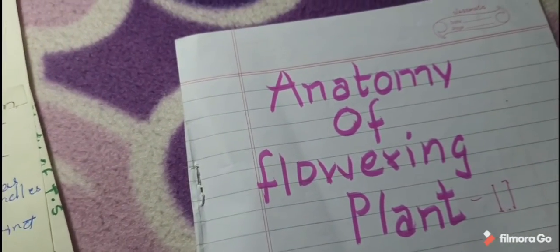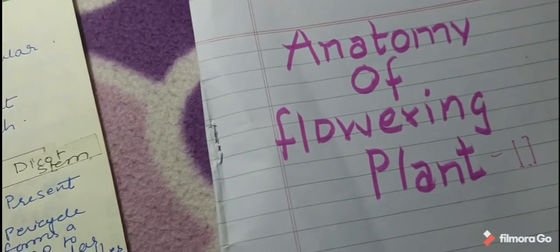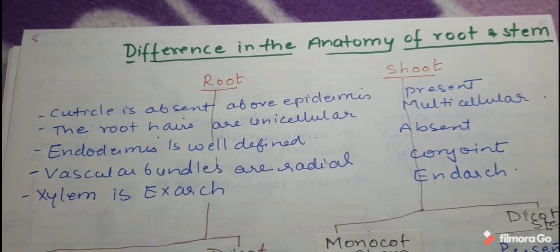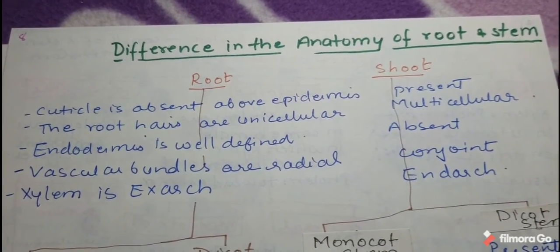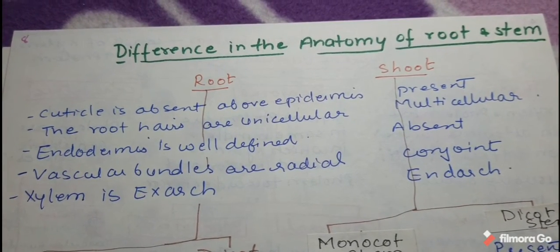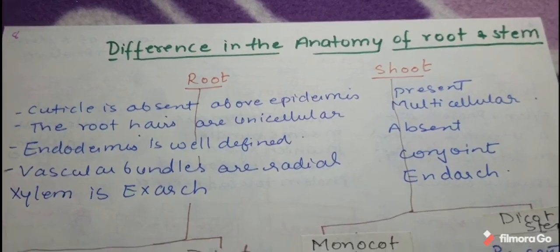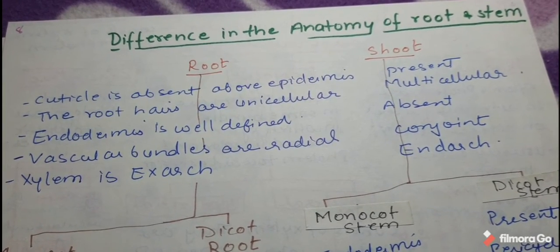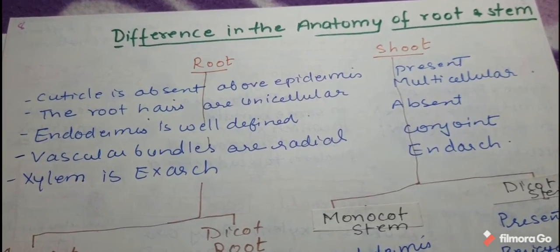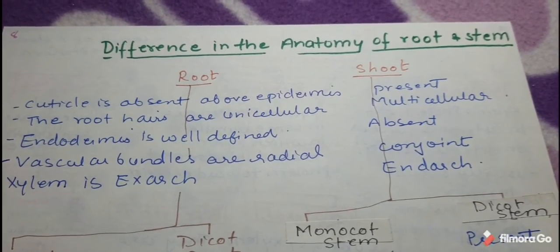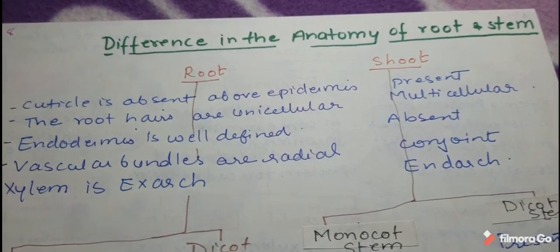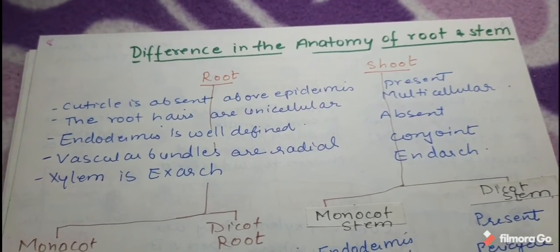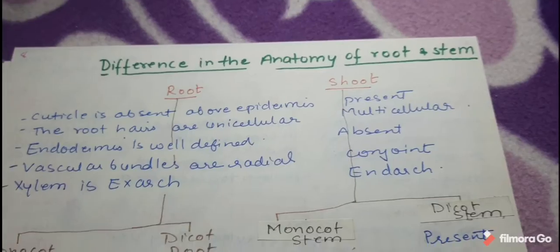Now we'll just see basic anatomical differences if you study the transverse section of root and stem. So what is the difference between root and stem as far as these different cells and their arrangement is concerned? So cuticle, which is the outermost layer of the epidermis, is absent in root but it is present in shoot. The root hairs are unicellular, whereas the epidermal hairs of shoot are multicellular. Endodermis is well defined in root. In shoot, it is absent. Root vascular bundles are radial, that is alternate, whereas in shoot they are conjoint and collateral. Xylem is exarch in root, whereas in shoot it is endarch.